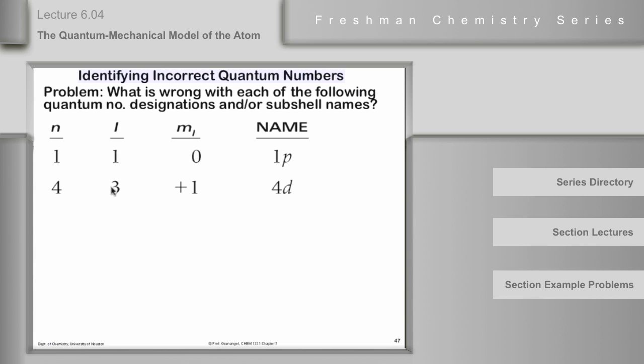4, 3, plus 1, it's the 4d. N is equal to 4, that looks okay. M sub L is equal to plus 1, that's in the range of L. Is there anything wrong with this? What is it? He said it's F. L is equal to 3 doesn't correspond to a D subshell. It corresponds to an F subshell. So what's wrong is this 4D ought to be a 4F.